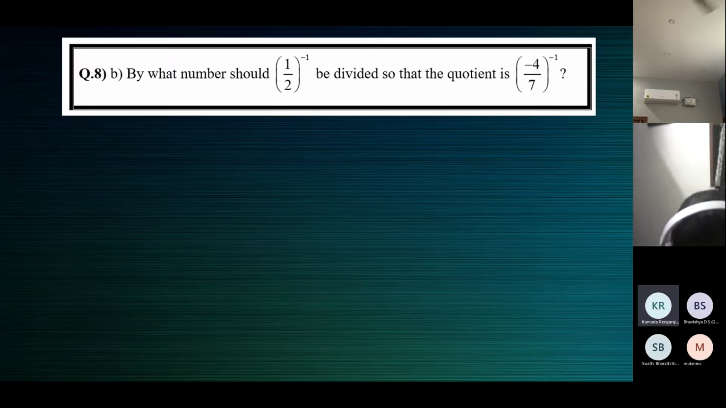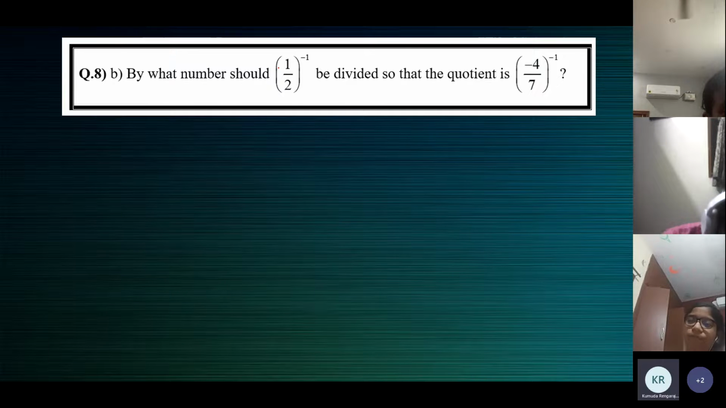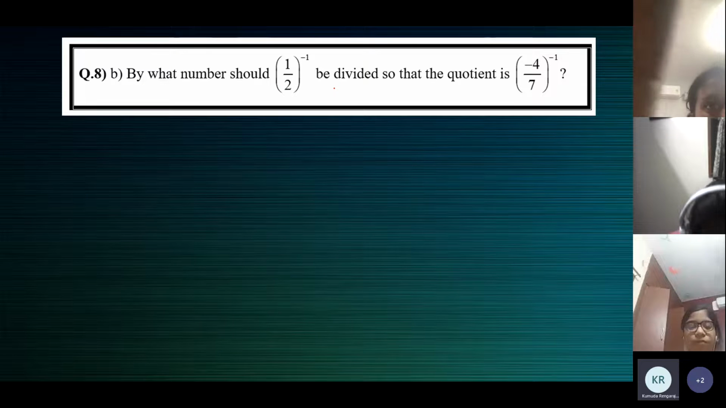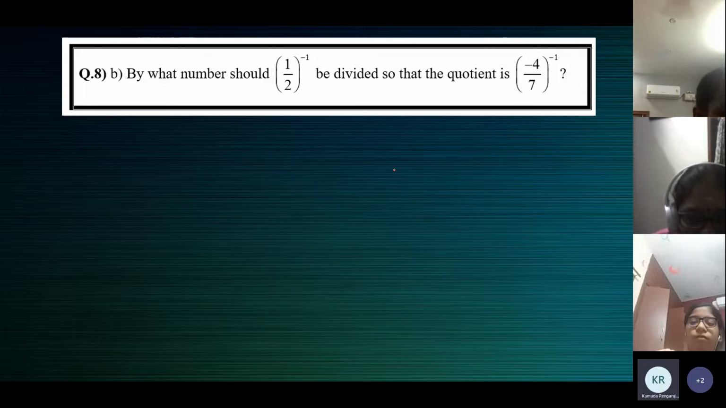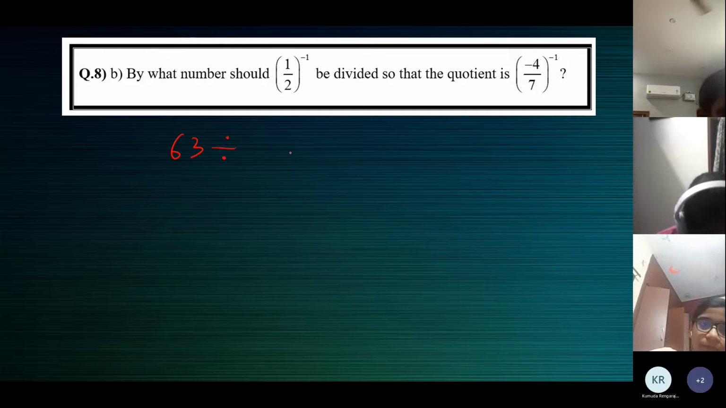So see this one. By what number should 1 by 2 to the power minus 1 be divided so that the quotient is minus 4 by 7 to the power minus 1? This number should be divided by something so that the quotient is. Like, by what number should 63 be divided so that the quotient is 9?